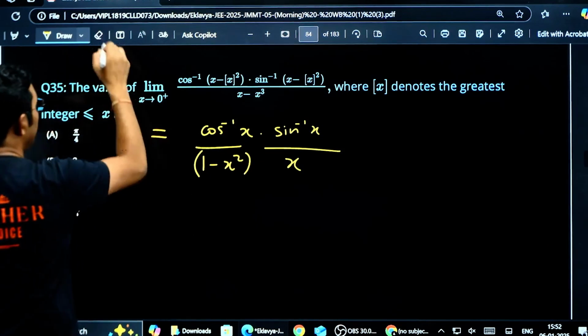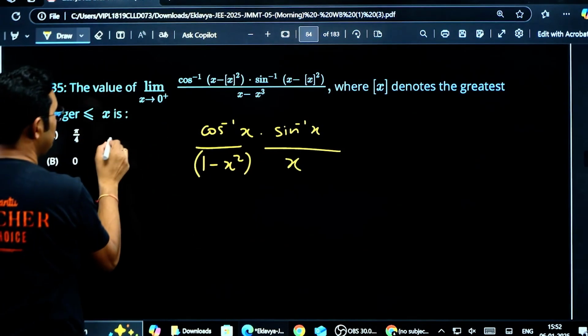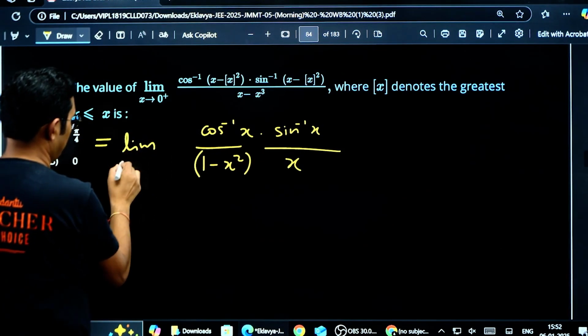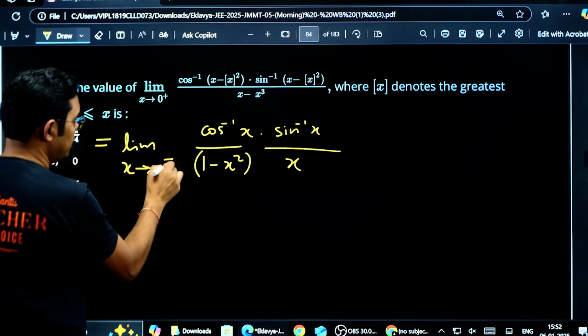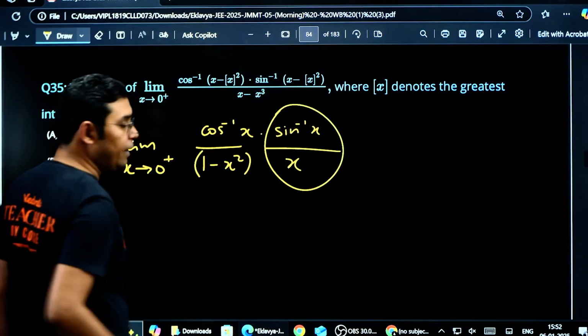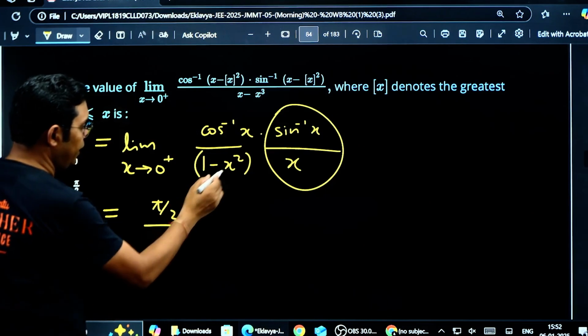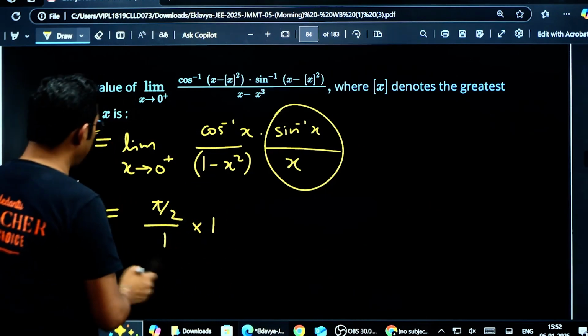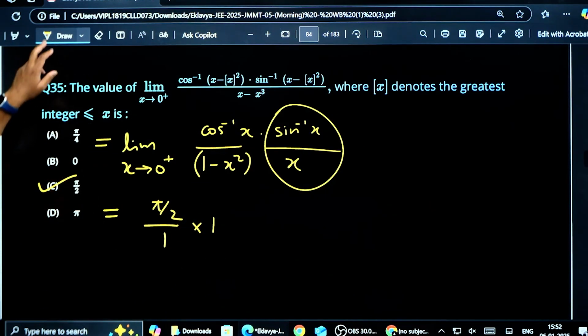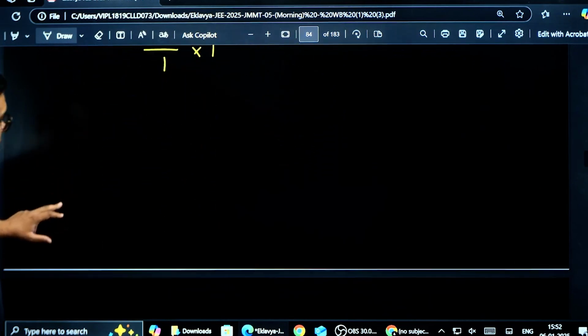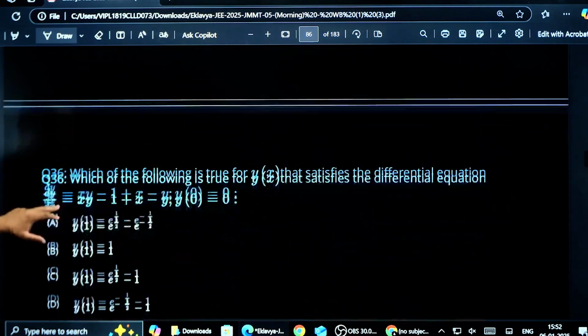And this is limit x approaches to 0 plus. Now this is a standard limit, that will be 1, and cos inverse 0 is pi by 2, and here it will be 1. So I think very easy question, answer is pi by 2. Okay. Moving to the next question, 36.